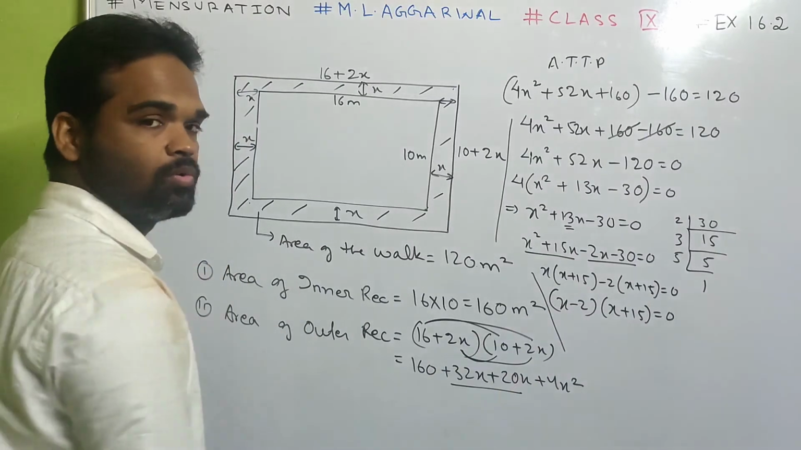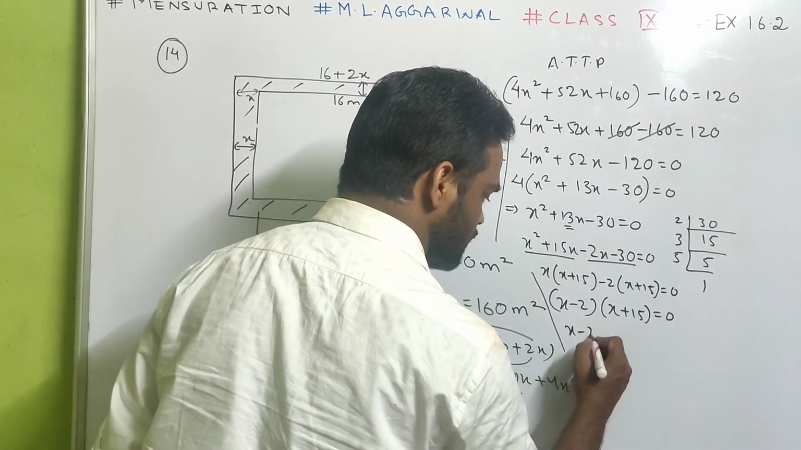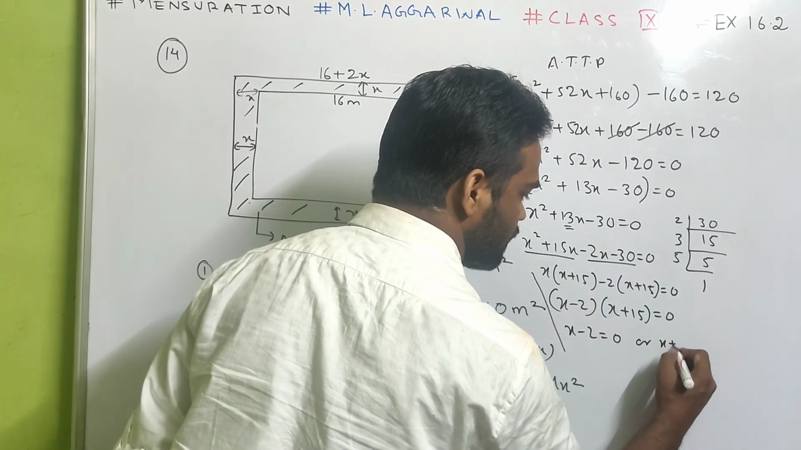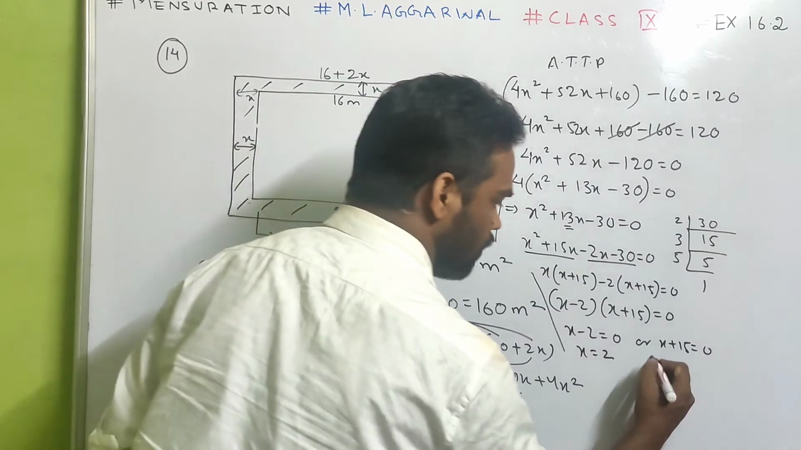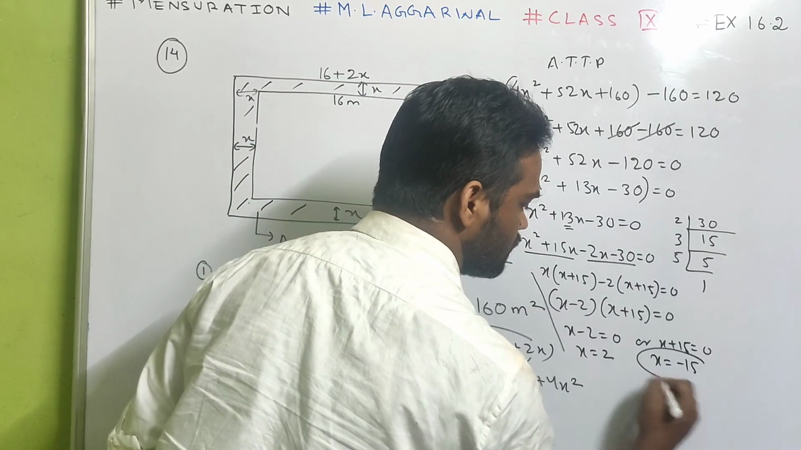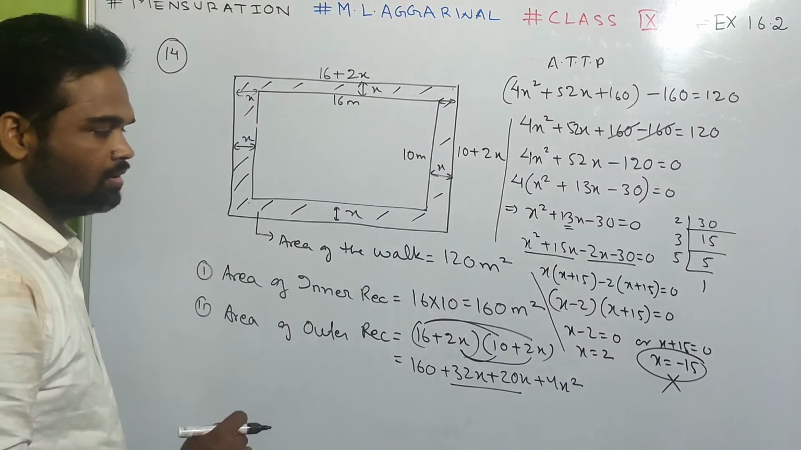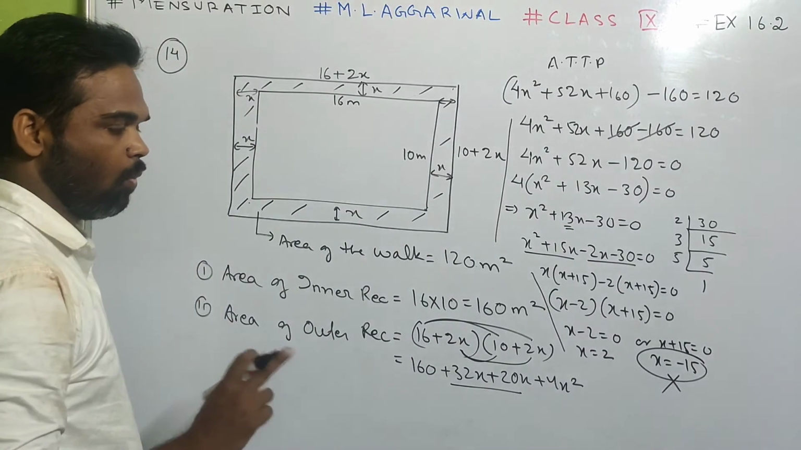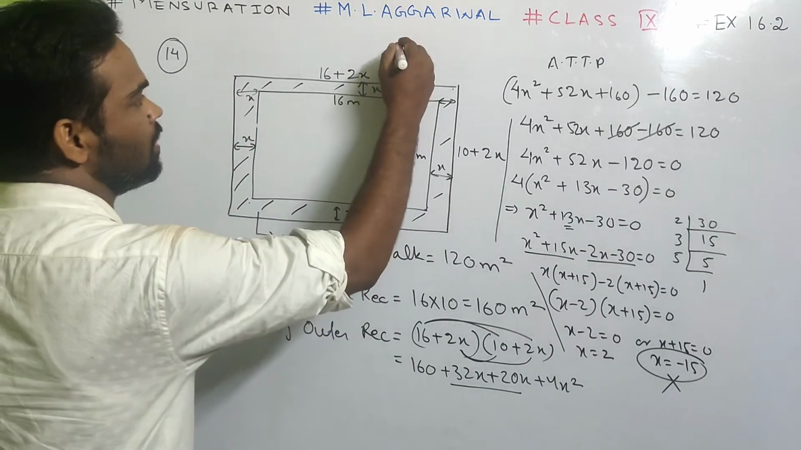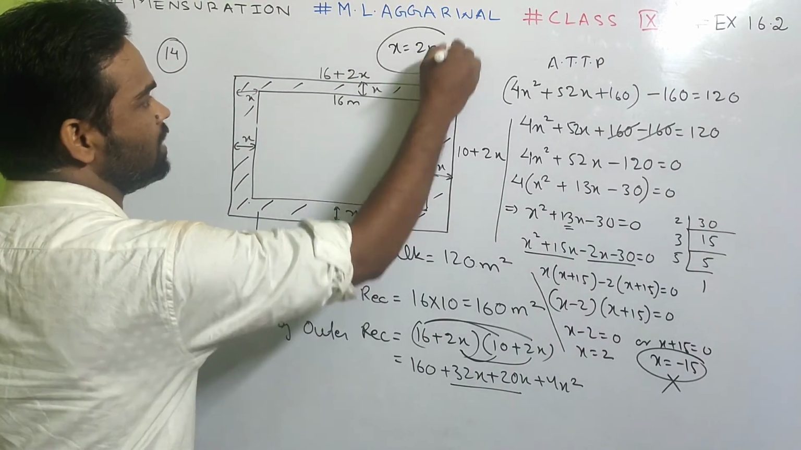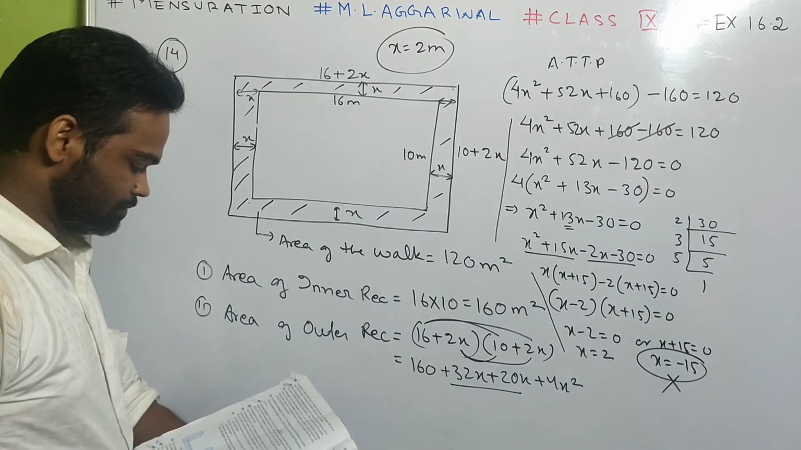Now, zero product rule says that either this or this will be 0. So x minus 2 equals 0 or x plus 15 equals 0. So over here x equals 2, over here x equals minus 15. This is not possible because the width cannot be negative. So the width of the walk is 2 meter. Am I clear? x is 2 meter. And that's your answer. Pretty easy.